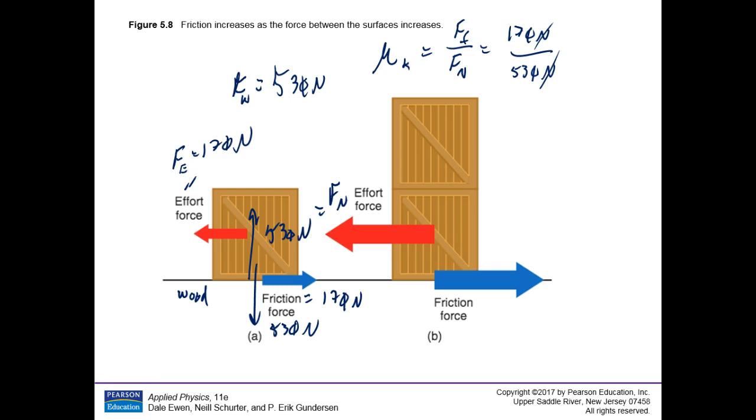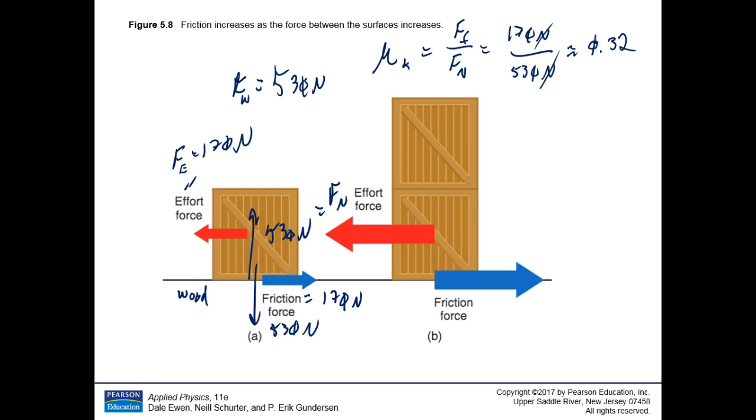Pull out your handy-dandy calculators and see what 170 divided by 530 is. Oh, wait. I think you divided the wrong way. 170 divided by 530 equals 0.32. Say 0 point what? I can't hear. 0.32. And it has no units because it's a dimensionless quantity.